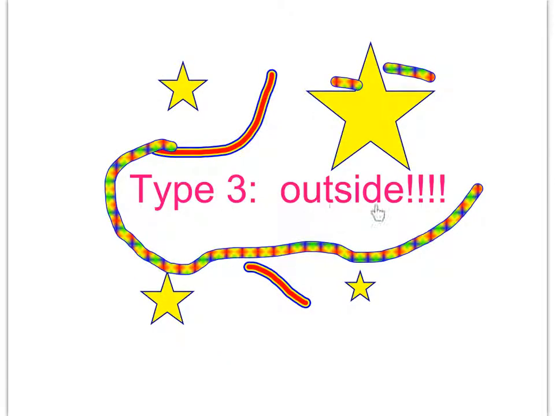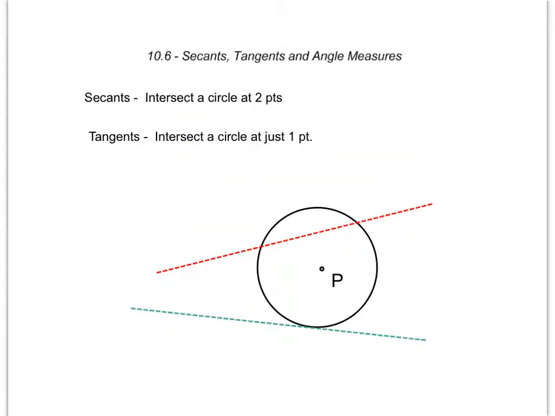All right, type 3, outside. The vertex of my angle is outside of the circle. Let's just review these words real quick. A secant is this red line. It intersects a circle at 2 points, 1 and 2. This red line is a secant.